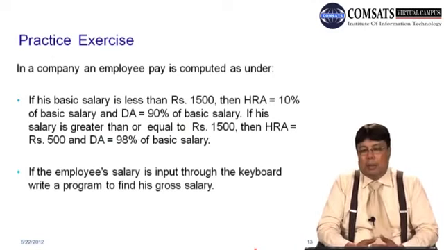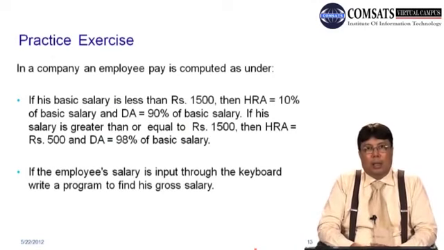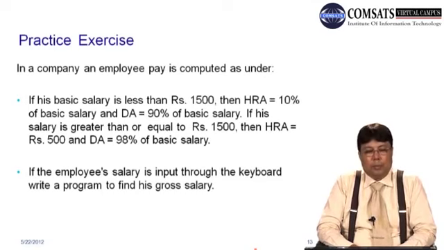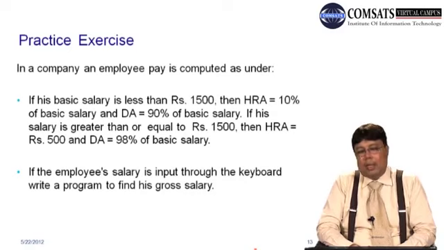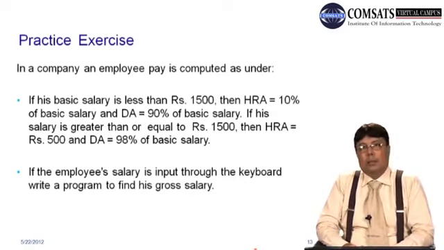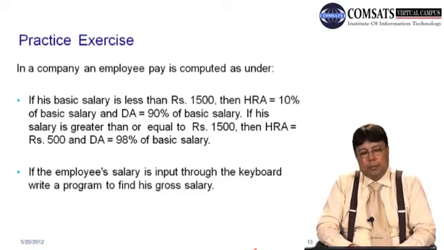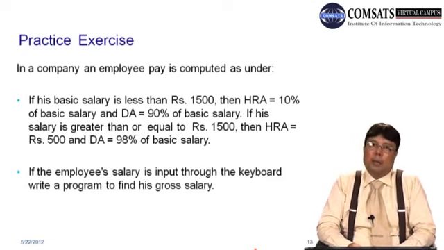Let us see an example. Once again, I'll pose a question. In a company, an employee's pay is computed as follows: if the basic salary of the employee is less than 1500, then human resource allowance is equal to 10% of the basic salary, and daily allowance is equal to 90% of the basic salary.